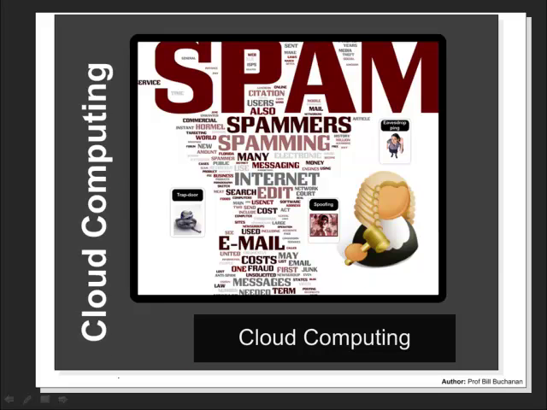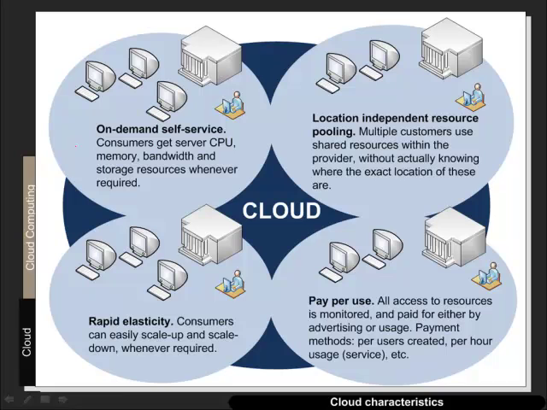Okay, so let's have a little deeper look at cloud computing, and especially at using Amazon Web Services. Generally, what we have with cloud computing is on-demand self-service, where we can get extra CPU, memory, bandwidth and storage resources whenever we require them. This leads us to rapid elasticity, where customers can scale up and scale down whenever they require.